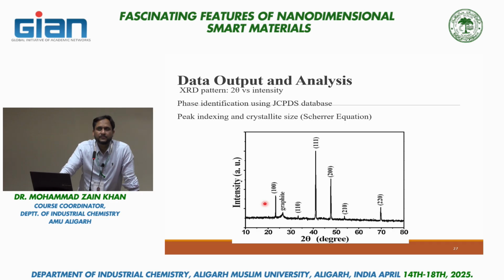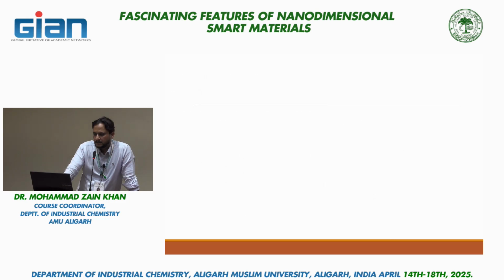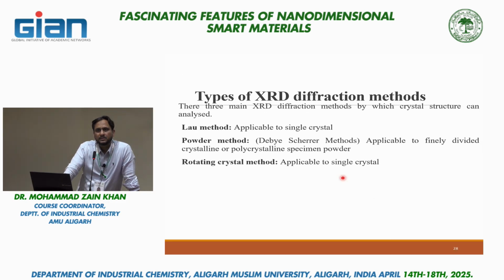And this type of curve is obtained, this type of plot is obtained. You can see very sharp peaks. This shows the crystalline behavior, and from these peaks you can also identify the crystallite size using the Debye-Scherrer formula. If these peaks are broad, this shows the material has low crystallinity.